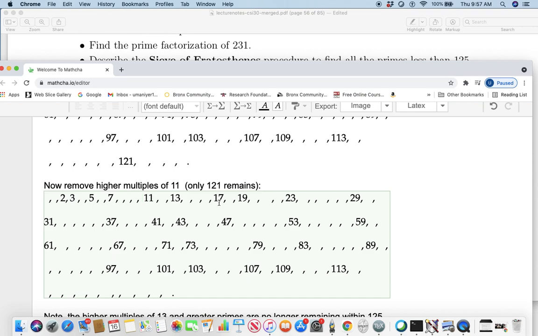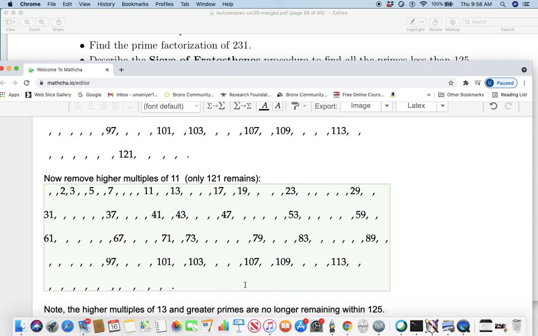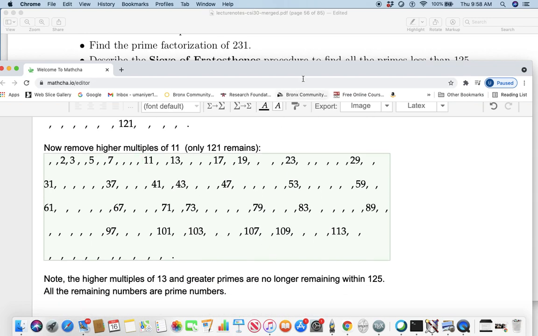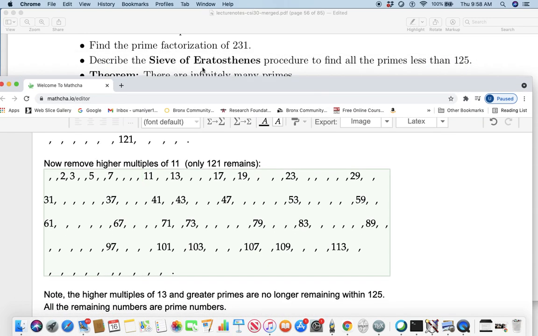So likewise, 17 times 2 was removed. 17 times 3 was removed. The earliest multiple is 17 times 17, which anyway is beyond here, or 17 times 11 is beyond here. So whatever is remaining, these are primes. That's the sieve of Eratosthenes. Okay, it's a beautiful procedure.